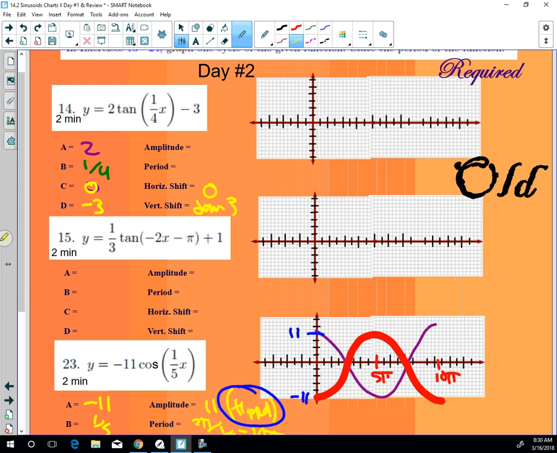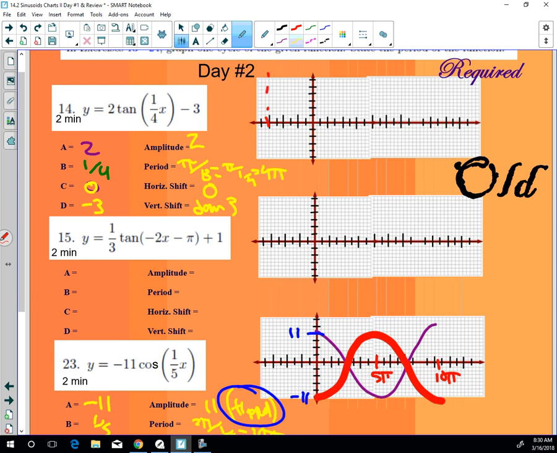There's no shift. For tangent, how far from asymptote to asymptote? Pi. So this formula isn't 2 pi over b, it's pi over b. Or pi over 1/4, which is 4 pi. Oh, I like that. Amplitude is 2. Great. So let's put up our force fields.